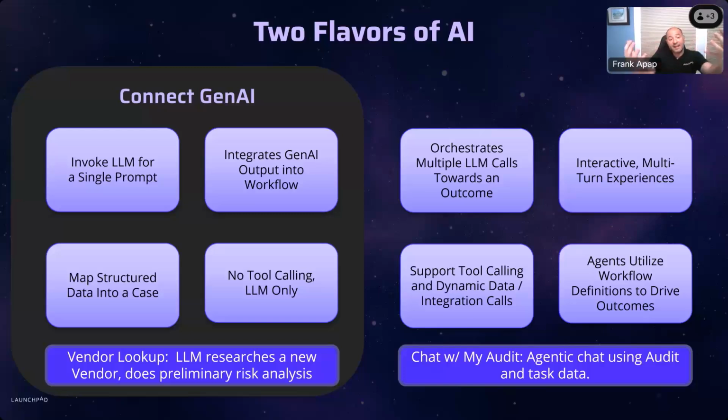The data that comes back from that could either be a single piece of text, like a chat response, like you're used to with ChatGPT, or it can be structured data that maps into individual fields in your case and workflows.